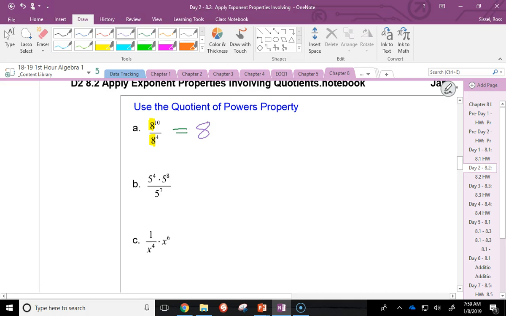Okay, so you got 6. How did you get 6? Good. Your numerator's exponent, 10, minus your denominator's, 10 minus 4. So 8 to the 6th power is your answer.